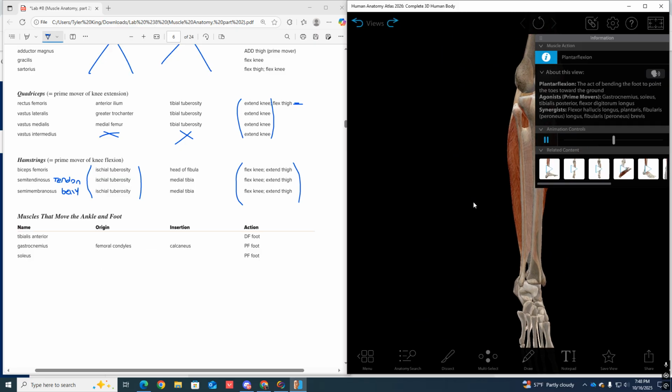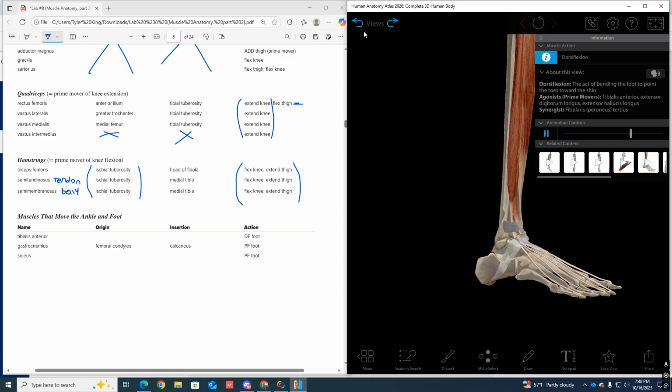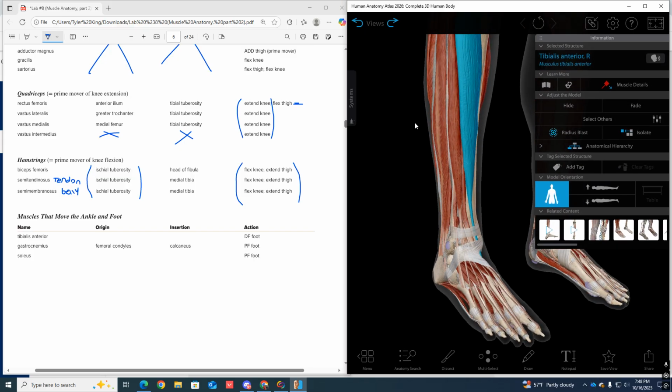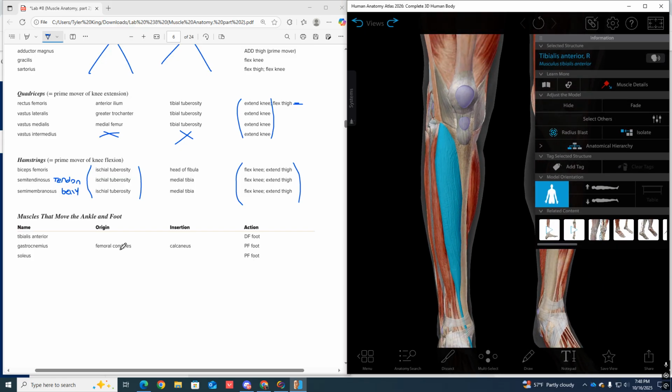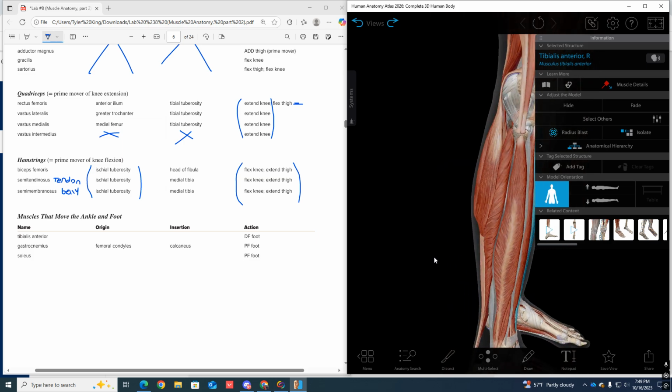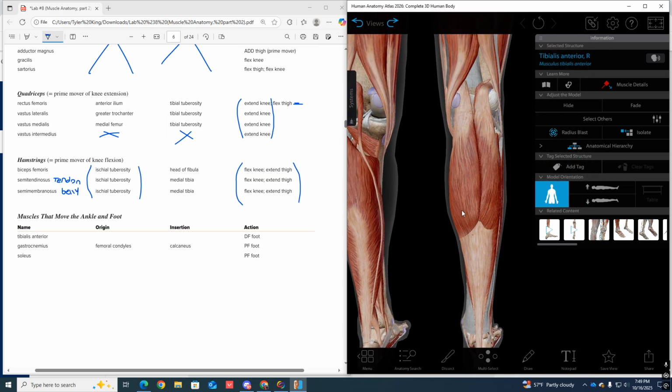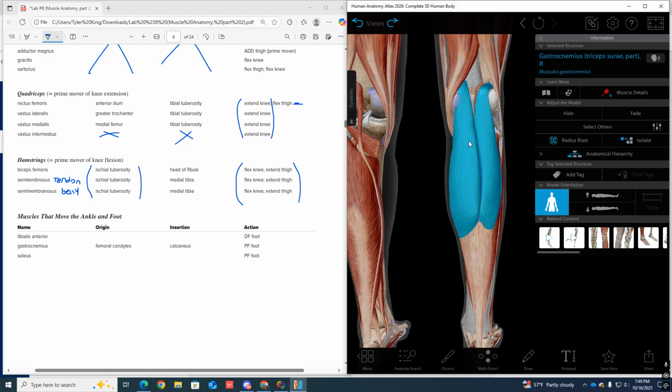Let's get out of this view here, perfect. Go back one more. There we go. All right, so this is on the posterior aspect of the lower leg. So we scroll back around here. We can see two muscles right here, okay? We have a medial head and we have a lateral head. We don't need to know the logistics of that, but just know that this is commonly known as the calf muscle, okay? The gastrocnemius, all right?